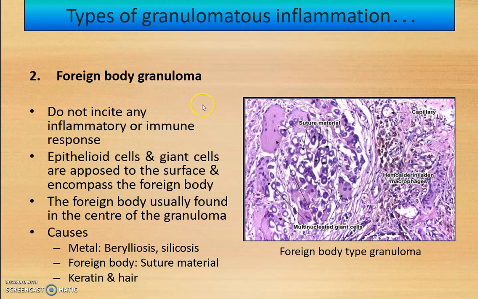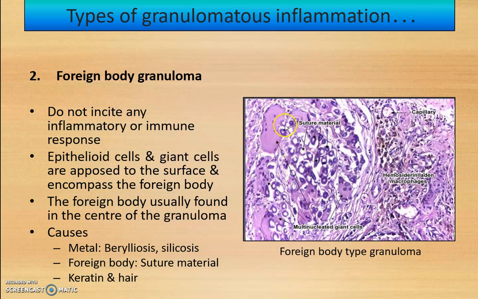The next type is the granuloma caused by a foreign body. Okay. In foreign body granuloma, it does not incite any inflammatory or immune response. Epithelioid cells and giant cells are apposed to the surface and encompass the foreign body. In these histological features, we can see the foreign body is suture material. Okay, for those who haven't seen how suture looks under the microscope, this is how it looks. Okay, and these are the multinucleated giant cells surrounding this foreign body, which is the suture material itself.